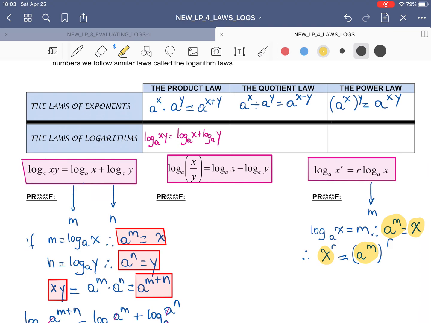And we're going to rewrite this equation again here with our new terms. So instead of log a x, we're going to write log with base a of a to the power of m to the power of r equals r. And then we have log with base a of x. But what did we say x was? So x was a to the m. So we'll write a to the m instead.